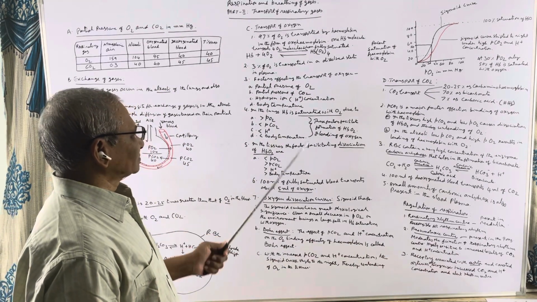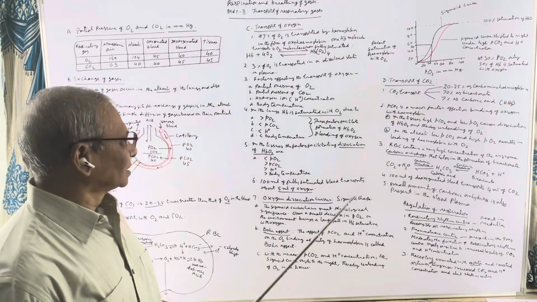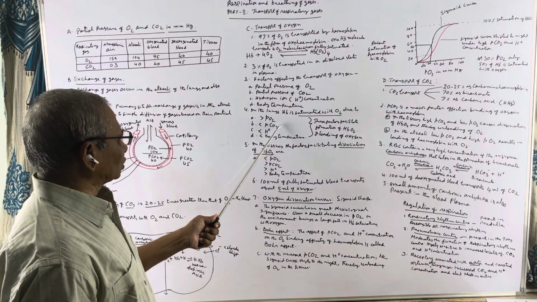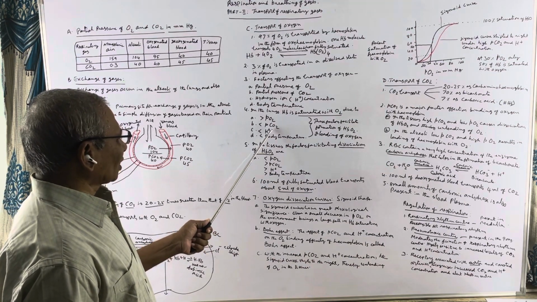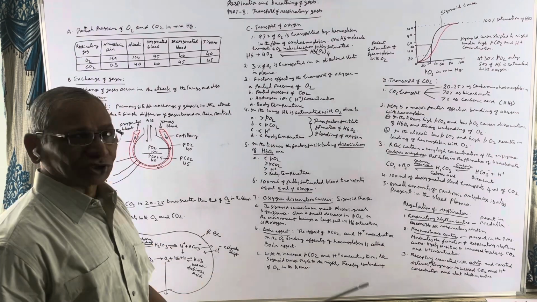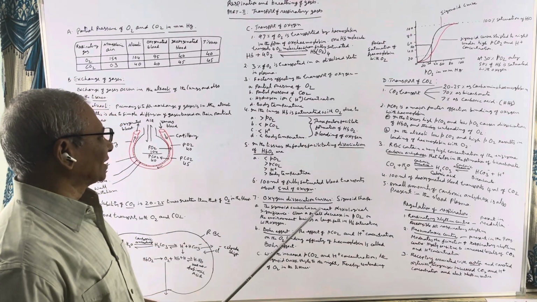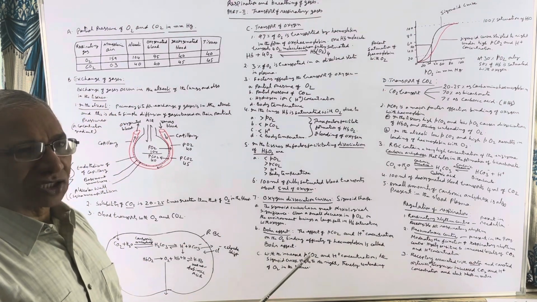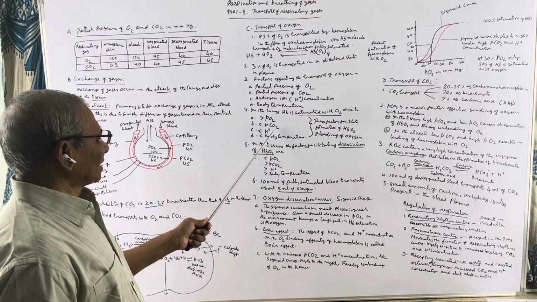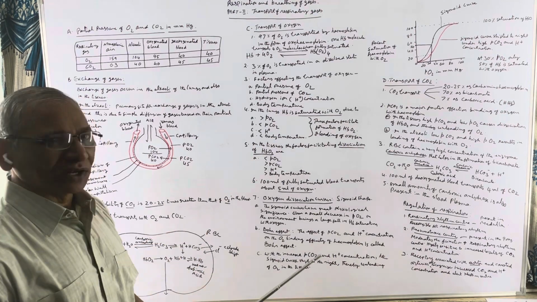Coming to the lungs. In the lungs, PO2 is high, PCO2 is low, hydrogen ion concentration is also low, and body temperature is also low when compared to the tissues. So in the lungs or in the alveoli, there is more partial pressure of oxygen, less partial pressure of carbon dioxide, less hydrogen ion concentration, and less body temperature when compared to the tissues.